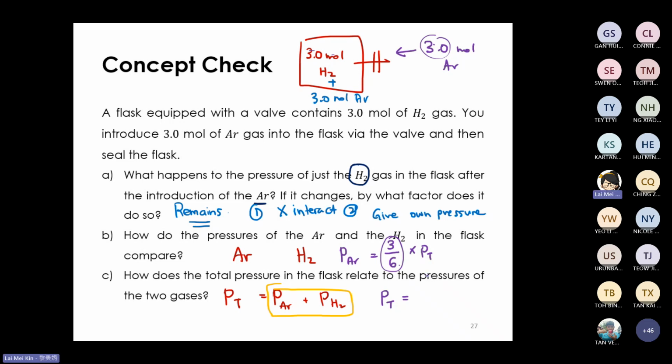Yes, times 2. Okay, very good. Why? Because argon, let's say, is the same pressure. We learned from B is the same pressure. Let's say the pressure is X. This pressure will also be X. So it will be 2X. Okay, so you can say it's 2 times the pressure of argon, or you can write it as 2 times the pressure of hydrogen.